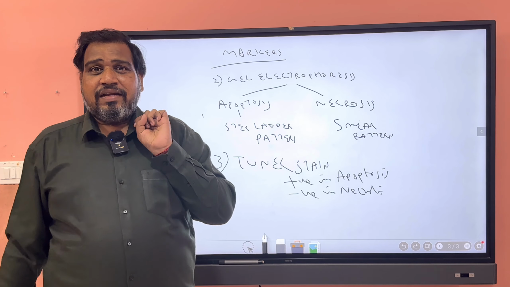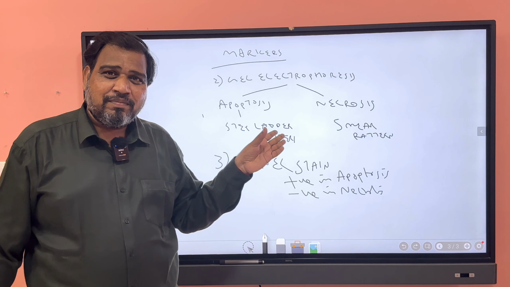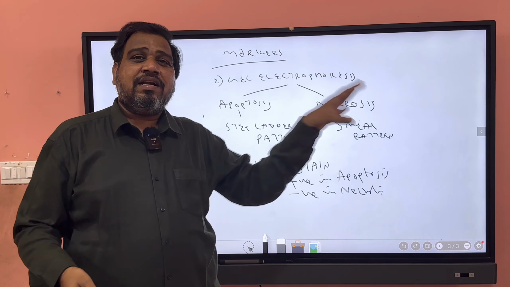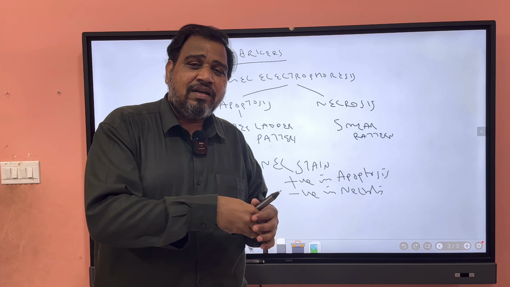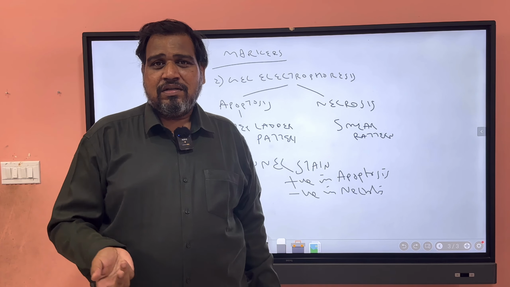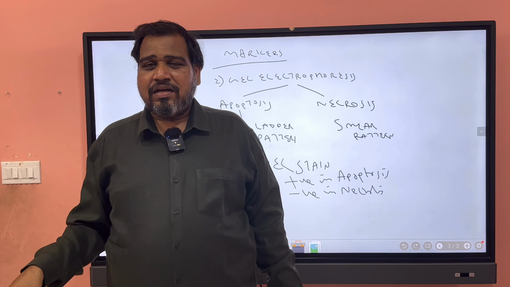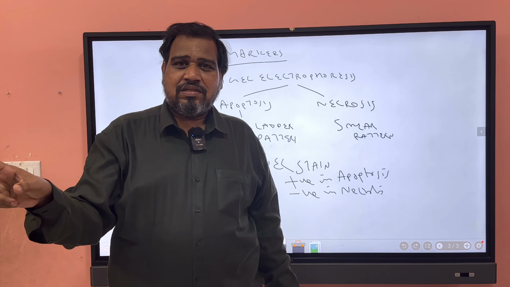TUNEL stain I mentioned. Then very important, annexin 5: the same phosphatidylserine which is present outside in apoptosis can combine with annexin 5. Only when annexin 5 combines with phosphatidylserine, fluorescence will be emitted. So that is called the fluorescence test. It will be positive if an apoptotic cell is there. In a normal cell, annexin 5 cannot combine and no fluorescence is emitted.